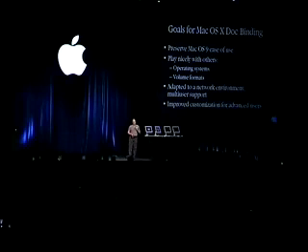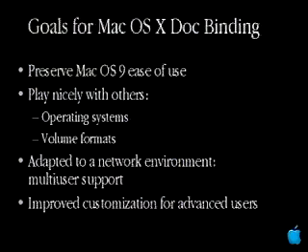What we want to do in macOS 10 with regard to doc binding is to preserve the ease of use of macOS 9. We're very conscious of that, and obviously that's something that we want to preserve moving forward with macOS 10. But that's not where we want to stop. We just don't want to do something that's just as good as macOS 9. There are a bunch of other things that we want to take into consideration.